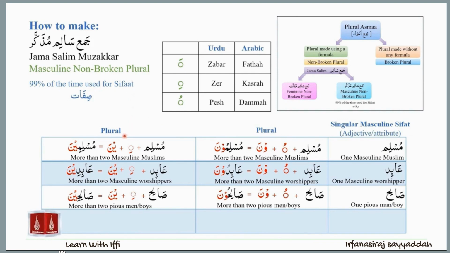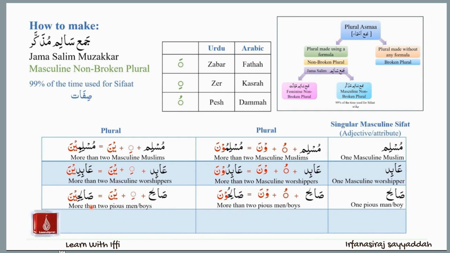Looking at the second column of results, we have Muslimina, Abidina, Salihina. Again, we have a pattern, we have a consistency. To go over it again, Muslim is the singular masculine sifat, and the plural will either be Muslimuna or Muslimina. For Abid, the plural will be Abiduna or Abidina, and for Saleh, the plural will be either Salihuna or Salihina.